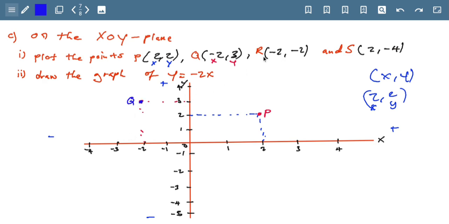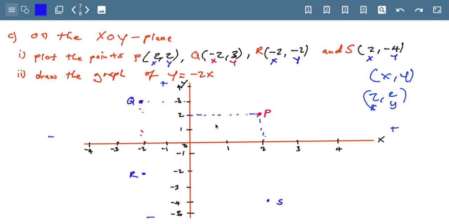What about R? R, the value of x is negative 2, the value of y is negative 2. So negative 2 is this one here, and the negative 2 for y is this one. So the point has to be somewhere here. You should draw the dotted lines even here, and this one is my R. Then the last one, which is S. The value of x is positive 2, the value of y is negative 4. So positive 2 is somewhere here, but the negative value here is somewhere here. So the point has to be somewhere here, and this is going to be S.